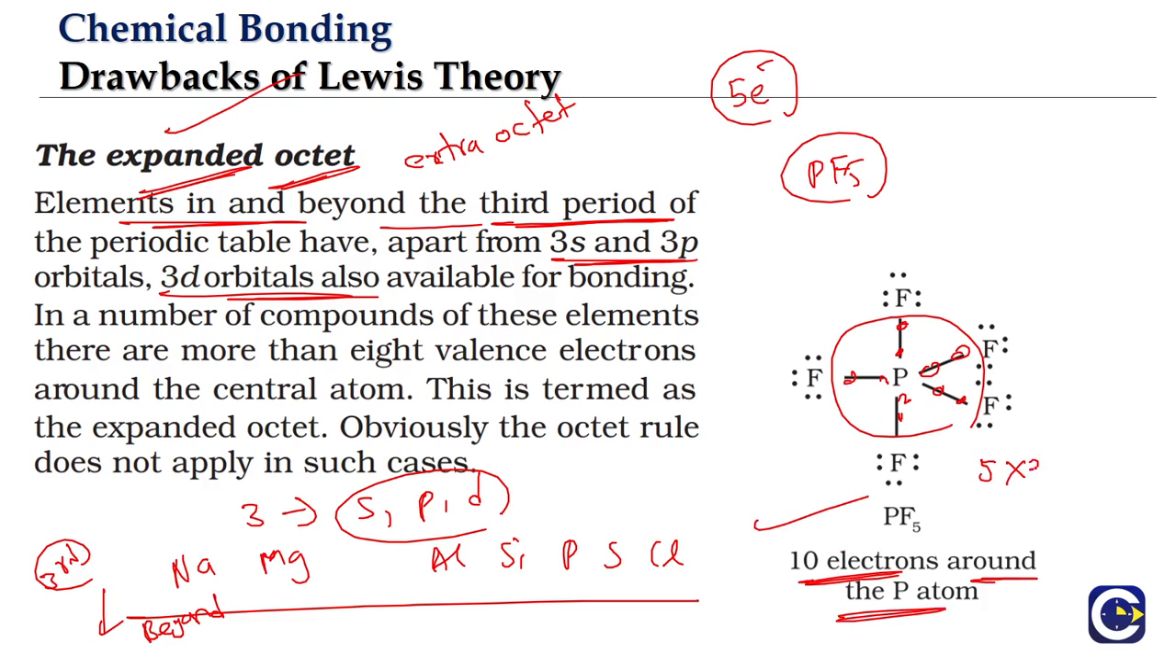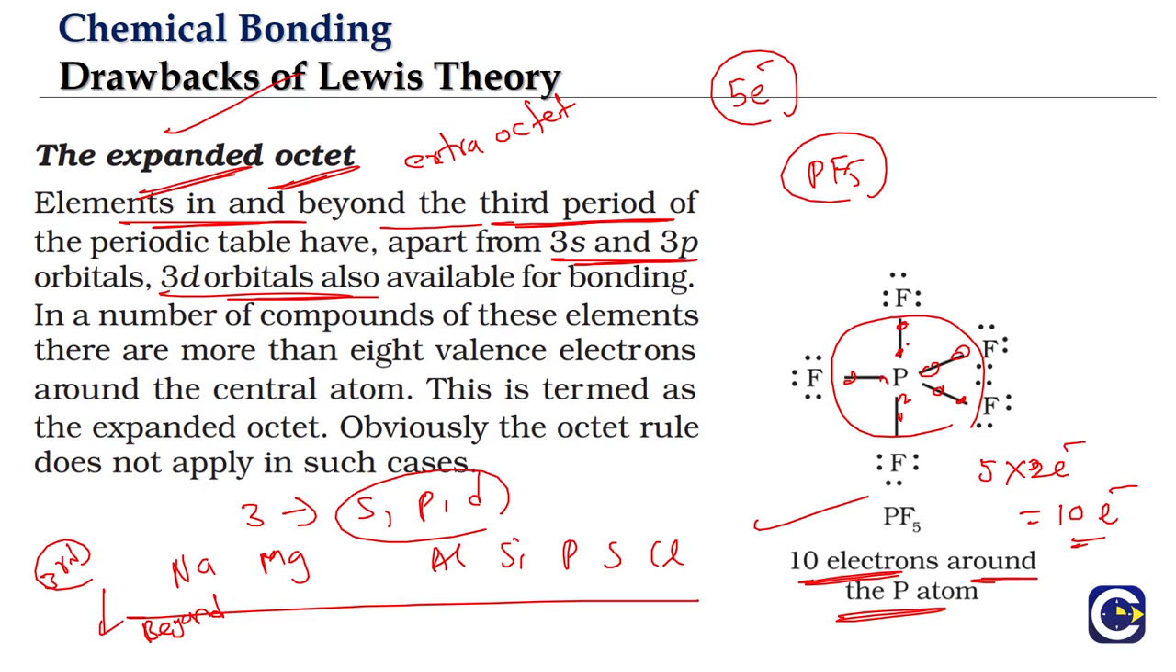5 into 2, so it comes to 10. So what is this? The central atom is able to reach a total count of electrons more than an octet. If we are proposing that the idea of chemical bonding is to reach octet, then the atom should stop once it reaches octet. It should not go beyond octet. This is the drawback of the Lewis theory, because Lewis theory says that atoms engage in bonding to reach octet. If that is the case, phosphorus should not go beyond 8.